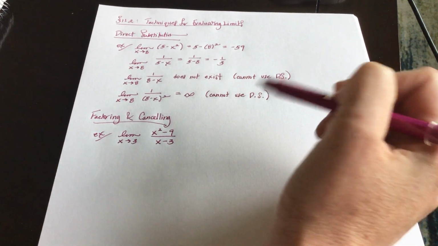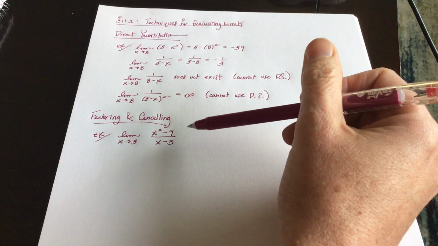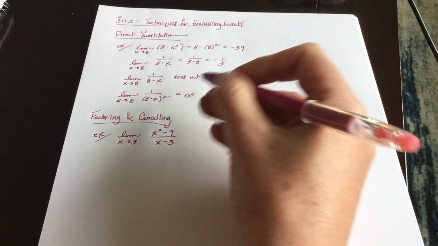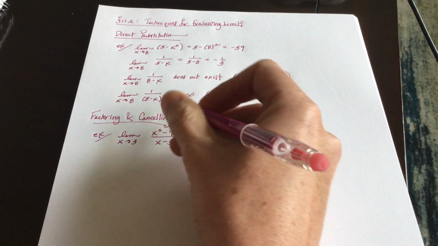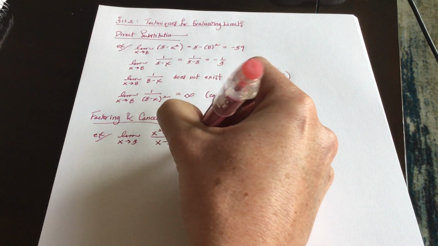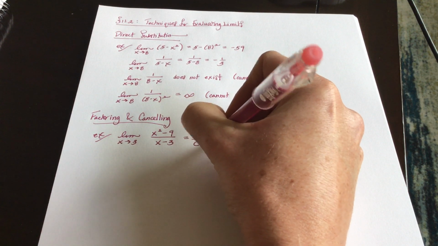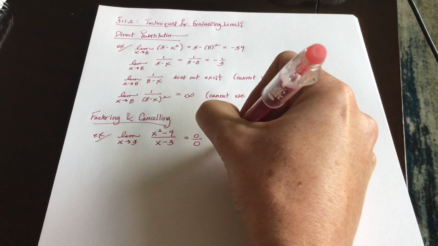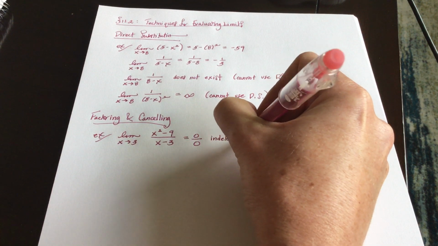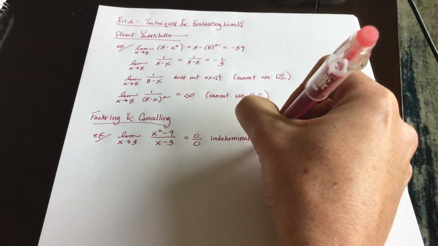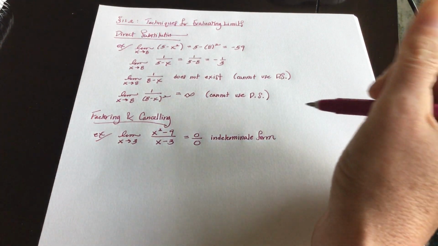So if you look at this situation, if you were to try direct substitution, math would kind of tell you no, because you'd get 0 over 0. And just a note, 0 over 0, in terms of limits, is considered an indeterminate form. And let's talk about why. Indeterminate form means to be determined.